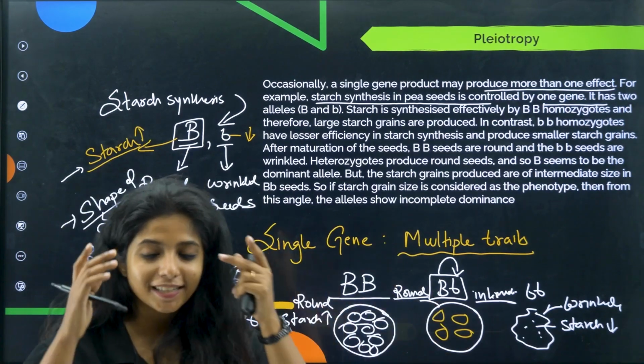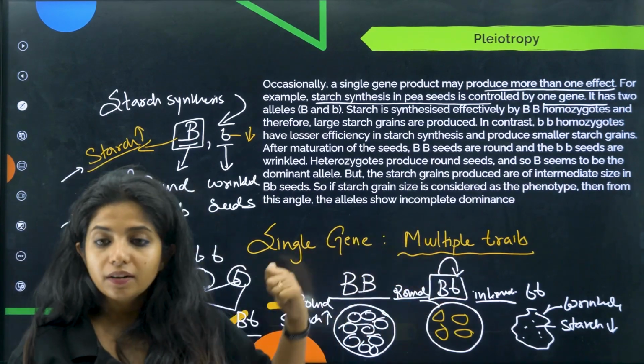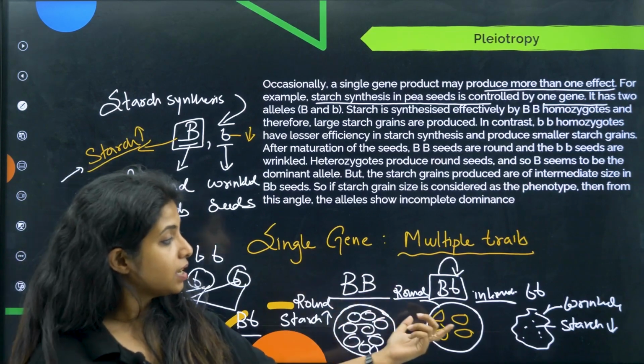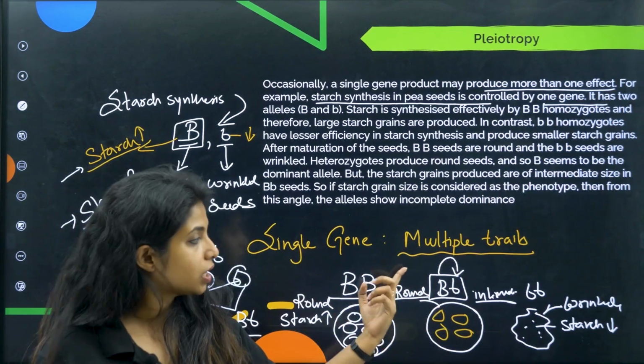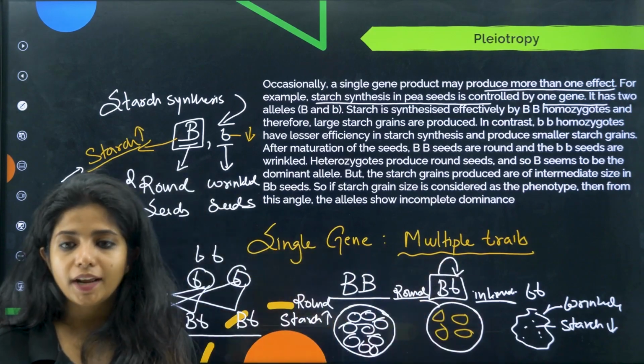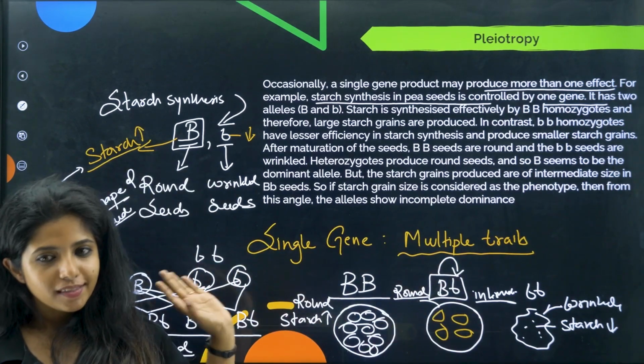So basically this is showing incomplete dominance. If it was completely dominant, then probably it would have had enough amount of starch as well. So this is an example of pleiotropy, where a single gene is controlling multiple traits. While doing it, we came across one more thing, that since enough amount of starch is not being produced in heterozygote B, this means it is incompletely dominant as well. Okay, so two things you got from this. I hope this is clear to you.